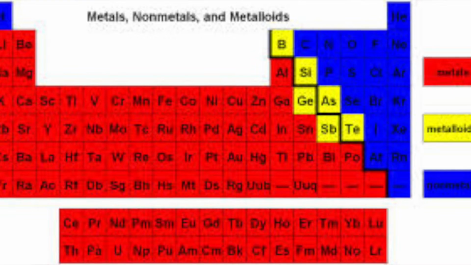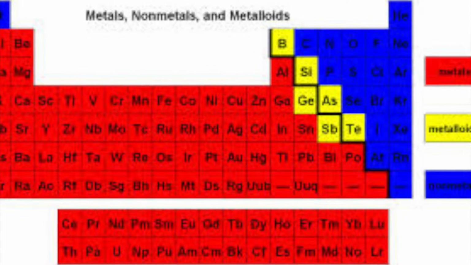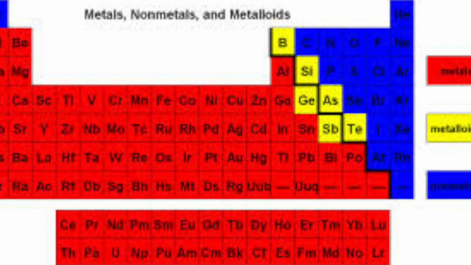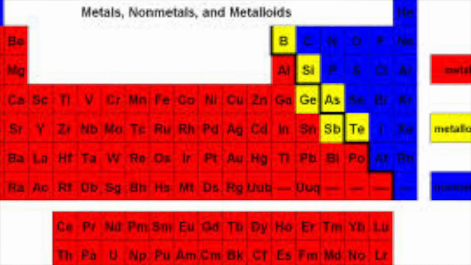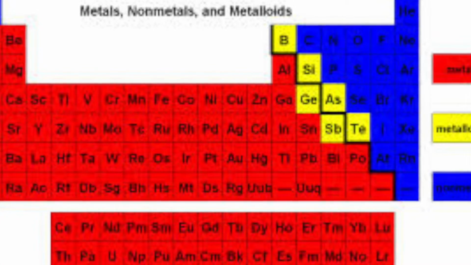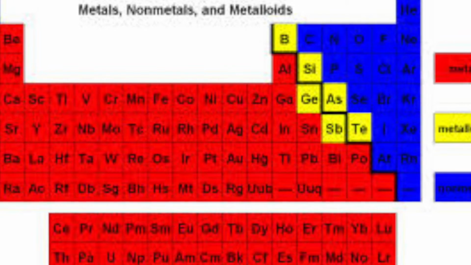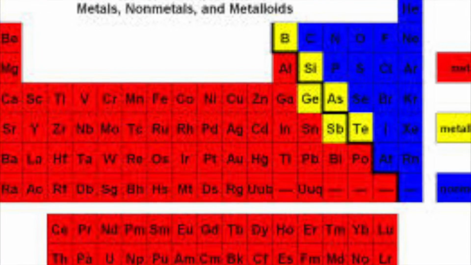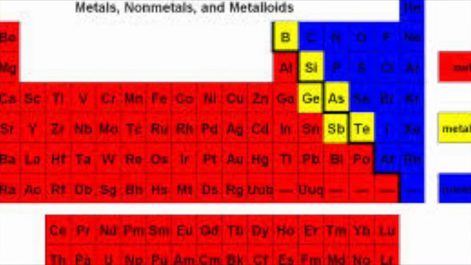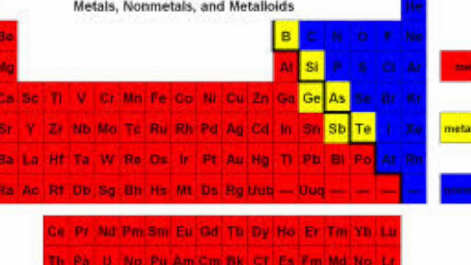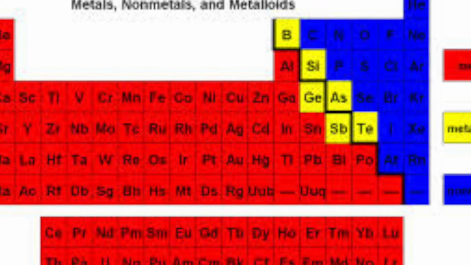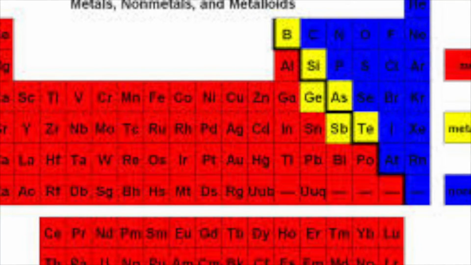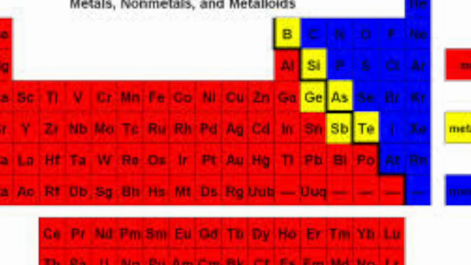Metalloids are indicated in yellow. On a periodic table, they are usually by the stair step that splits them from metals and nonmetals. Examples of metalloids would be boron and silicon. Some examples of nonmetals, which are indicated in blue, would be hydrogen, oxygen, fluorine, and neon.